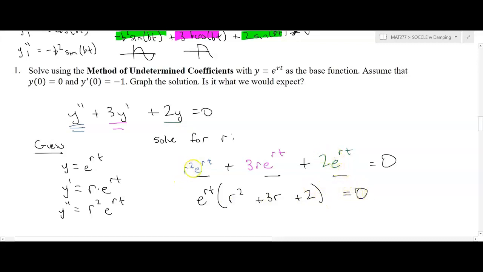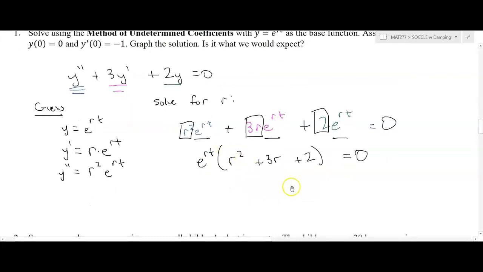Another way of thinking about that is I have r squared copies of e to the rt plus 3r more plus 2 more, and so we just approached it via factoring, but it is simply a matter of adding the coefficients together. Now, the only way two things multiplied together can be 0 is if one is 0 or the other is 0.